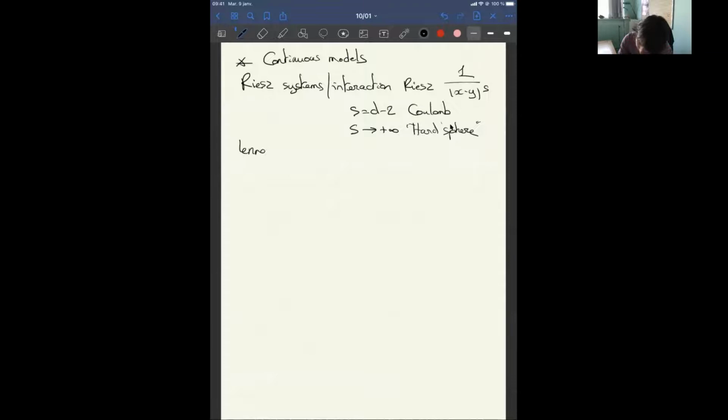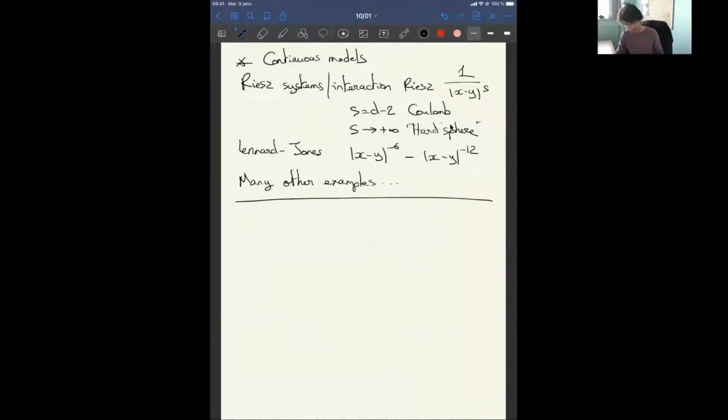A physically relevant example is the Lennard-Jones potential, which is something like that. So you have a repulsion and an attraction, and they don't play at the same scale. Okay, and so there are many other examples, I guess. Okay, so that concludes the example part, and I can move to something that maybe is deeper and more interesting, but it's good to have some names around and some examples in your mind.